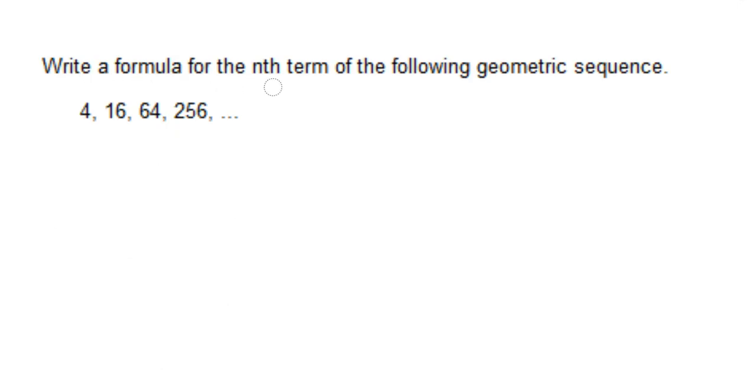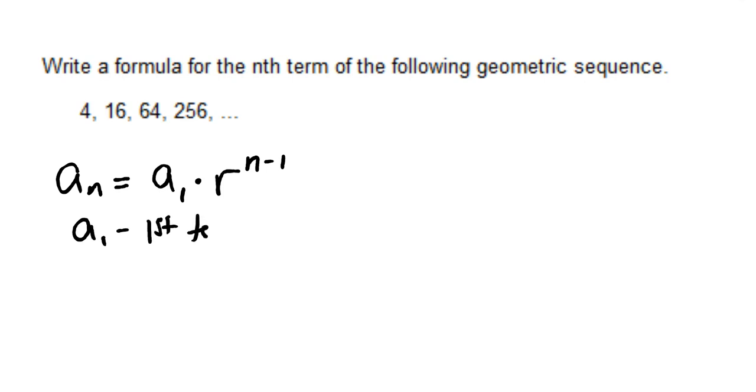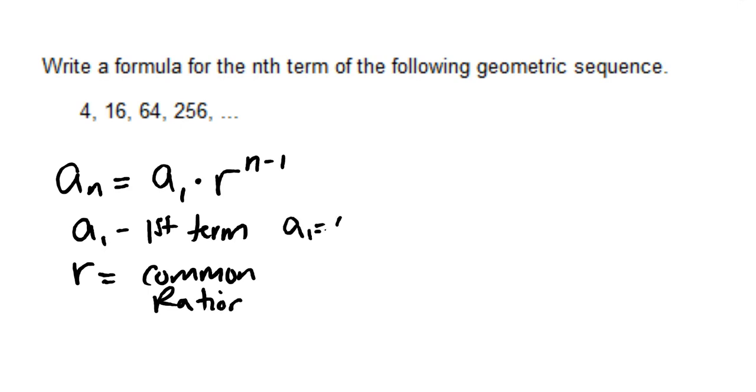Write a formula for the nth term of the following geometric sequence: 4, 16, 64, and 256. The nth term of a geometric sequence can be found by doing a sub 1 times r to the n minus 1, where a sub 1 is the first term and r is the common ratio. The first term, a sub 1, is 4. We just need to figure out the common ratio.